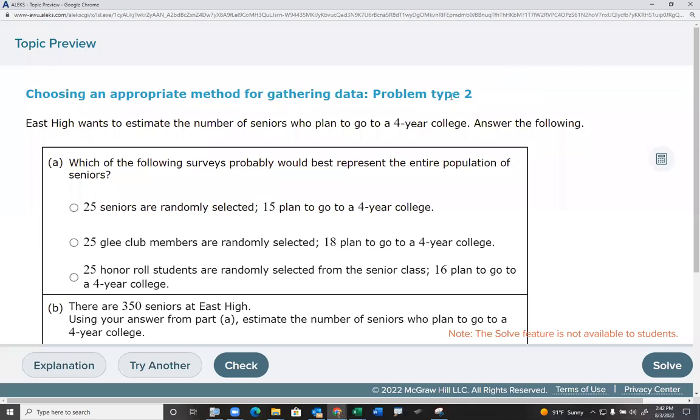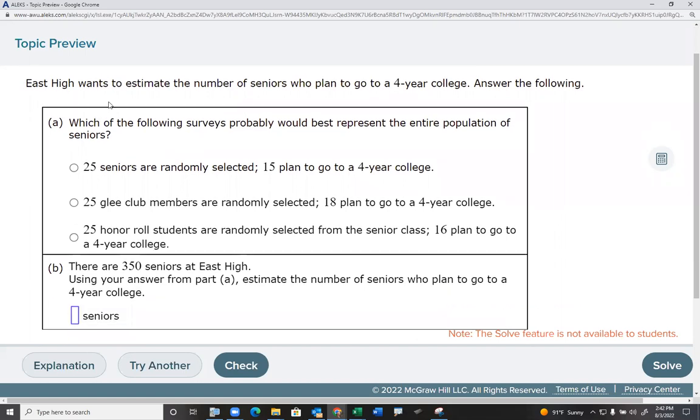All right. Now, same thing, except now it's problem type 2 instead of problem type 1. East High wants to estimate the number of seniors who plan to go to a 4-year college. Answer the following. Which of the following surveys probably would best represent the entire population of seniors? Population means the entire group you're interested in. Sample means just a portion of that group. Population means everything or everybody you're interested in. So what would be the best way to represent the whole group?